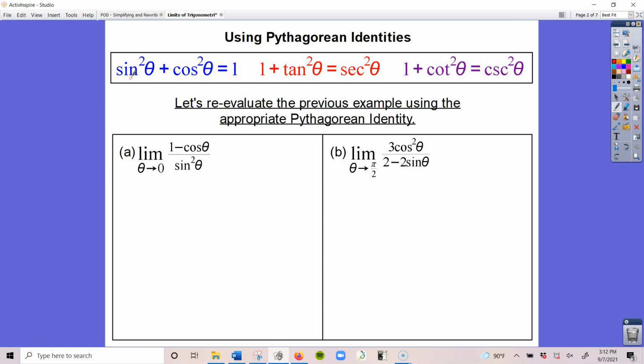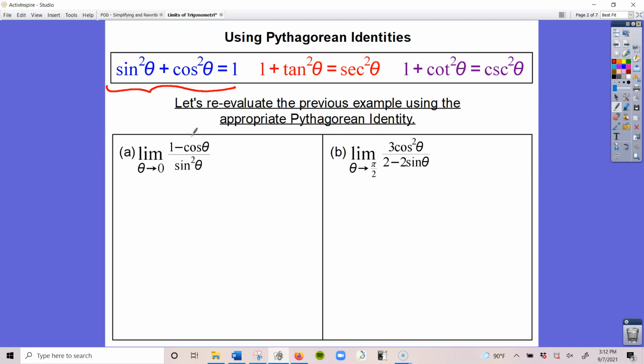These are my identities. We have sine squared plus cosine squared is equal to 1. 1 plus tangent squared is equal to secant squared. And 1 plus cotangent squared is equal to cosecant squared. This first one here is the most commonly used Pythagorean identity. Sine squared plus cosine squared is equal to 1. So let's see how we can use this Pythagorean identity to rewrite this limit so that I can actually find an answer.